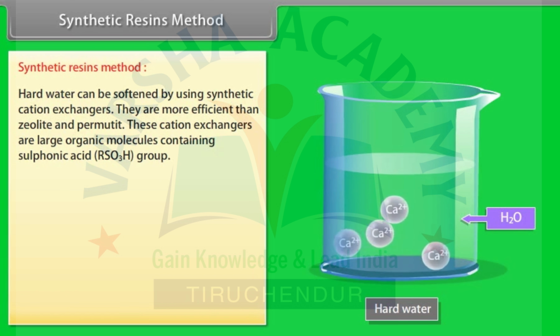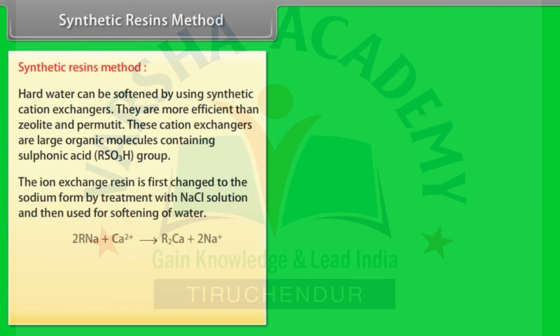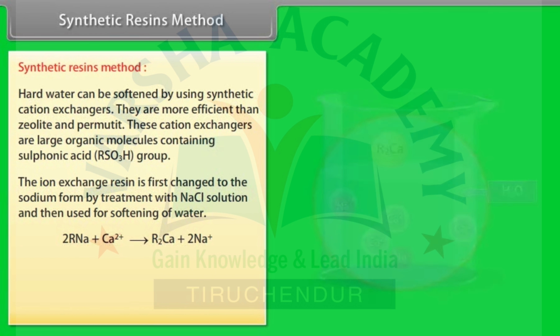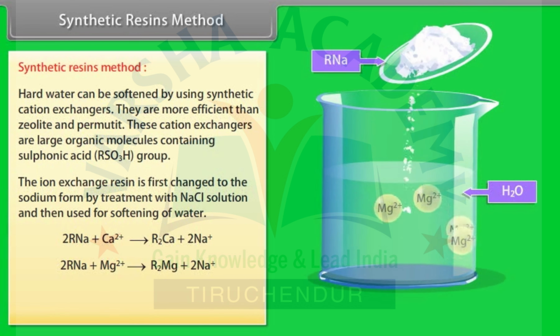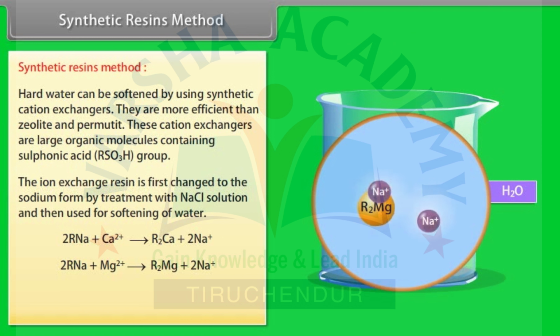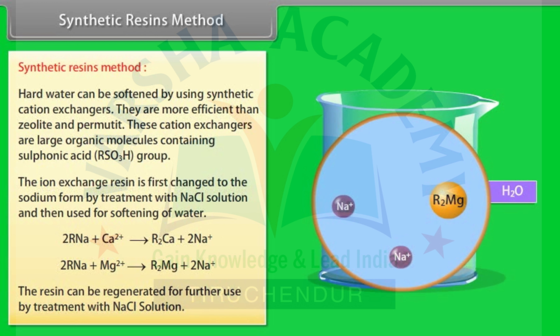RSO3H group. The ion exchange resin is first changed to the sodium form by treatment with NaCl solution and then used for softening of water. The resin can be regenerated for further use by treatment with NaCl solution.